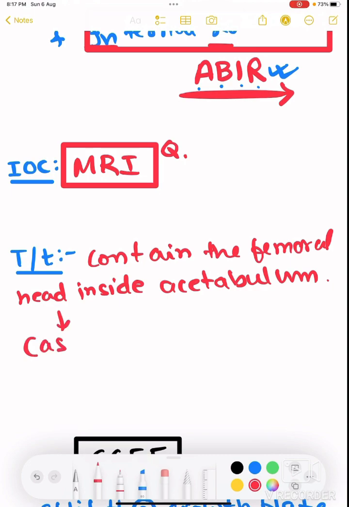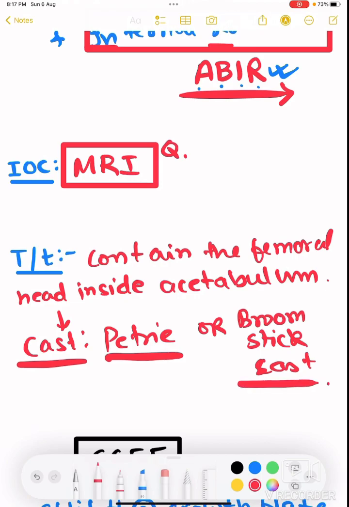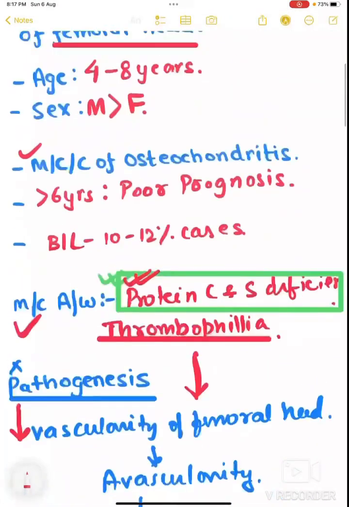So we can use a cast over here. Some types of cast are there. First is the Petri cast, or there is the broomstick cast, right? Got it? So this is what was important about Perthes disease, extremely important.